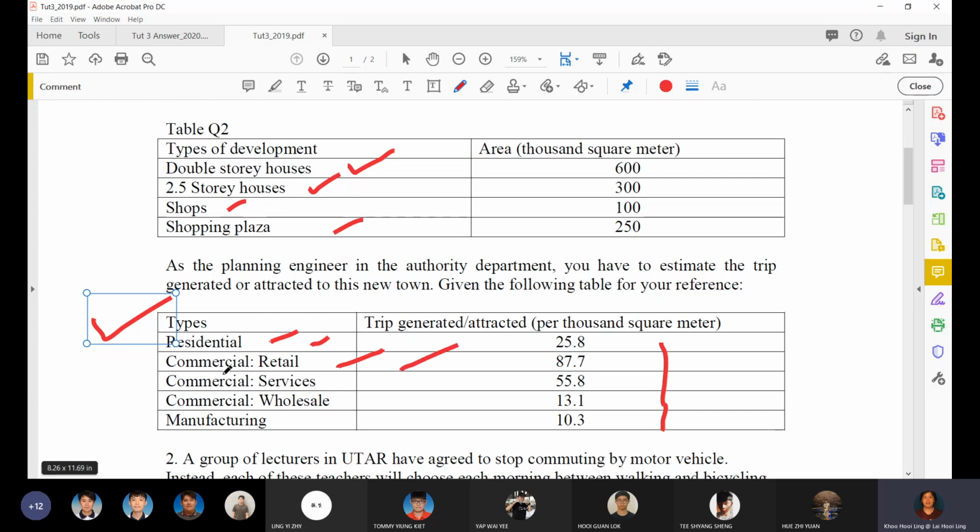You may ask me that in the shopping plaza we may have services as well, but we have to look at the overall percentage. So if let's say you have 100 shops in your shopping plaza, and among them 70 are retail, that means you have 30 which are service. So we take the majority, we use retail.